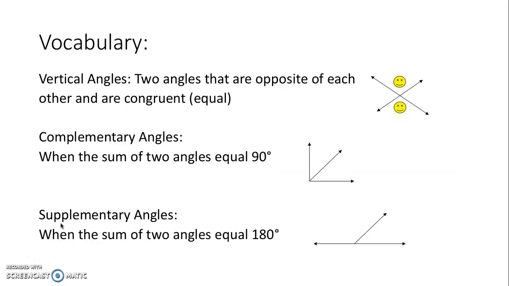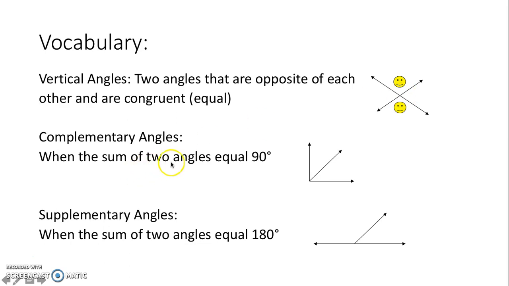Our vocabulary is just a repeat of what we've talked about before, but we want to make sure that we really understand it. So vertical angles are two angles that are opposite of each other and are congruent. And remember, congruent is the same thing as equal. So these two angles right here, the ones with the smiley faces, do you see how they're opposite of each other? That means they're a vertical angle pair. So these two smiley faces are equal. The ones without smiley faces are a different angle pair. They have a different measurement, but they are equal to each other.